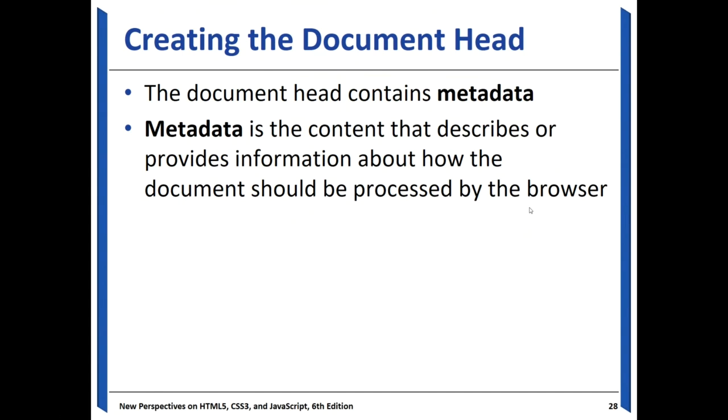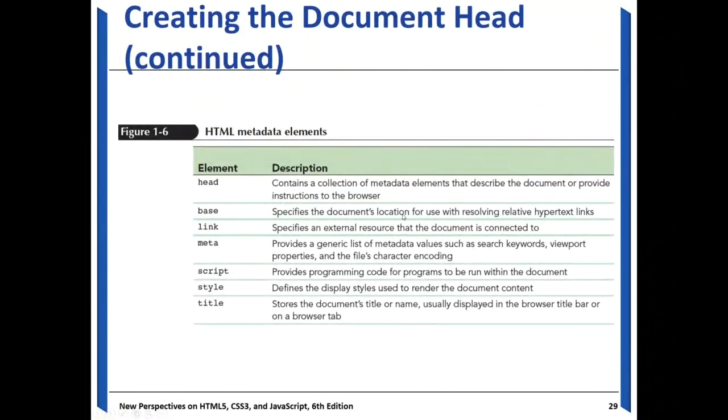Metadata is the content that provides information about how the document should be processed by the browser. We see some metadata elements here. The head contains a collection of metadata elements that describe the document or provide instructions to the browser. The meta tag is going to provide a generic list of metadata values such as keywords, viewport properties, and the file's character encoding.